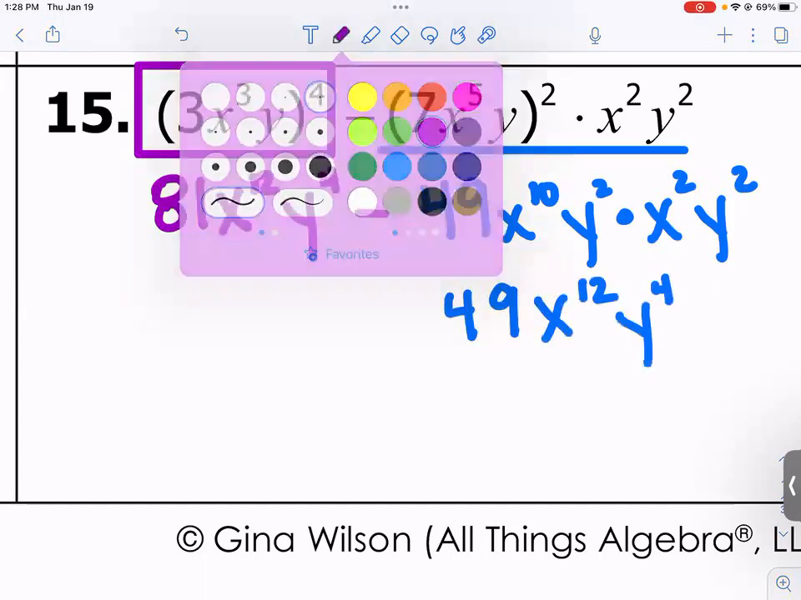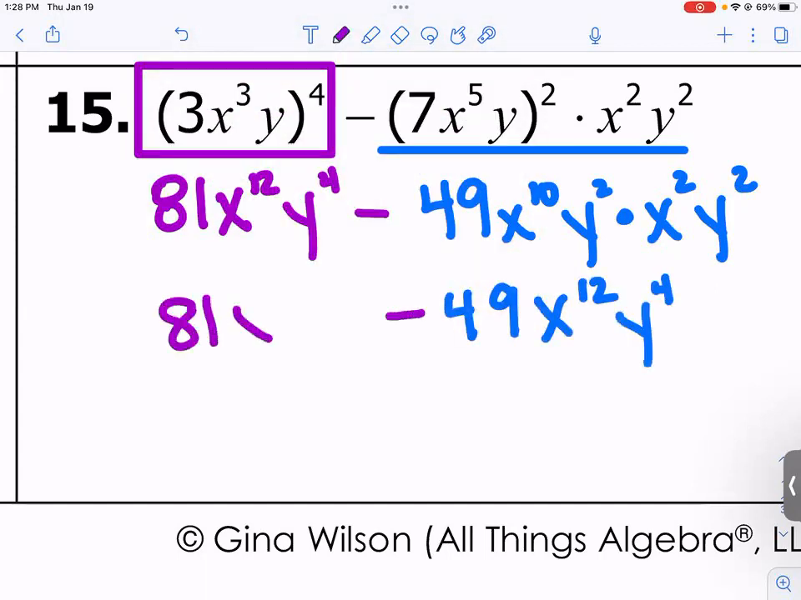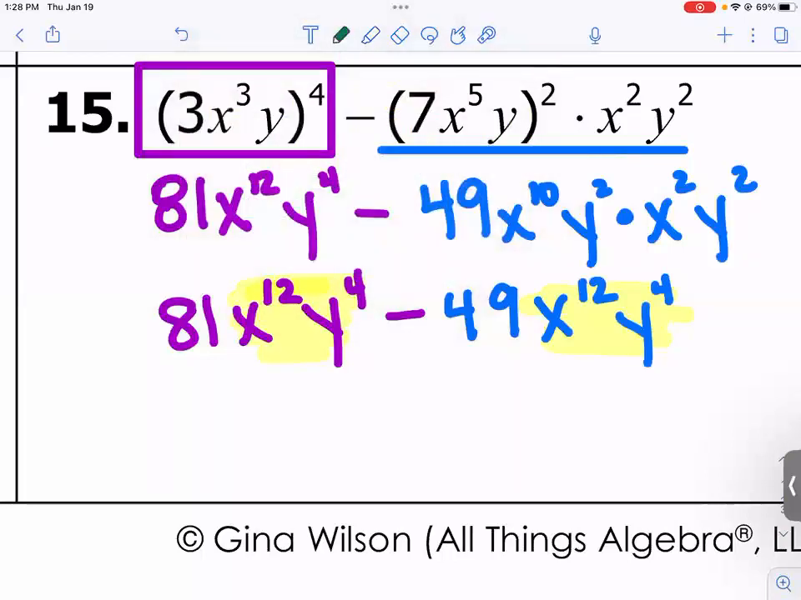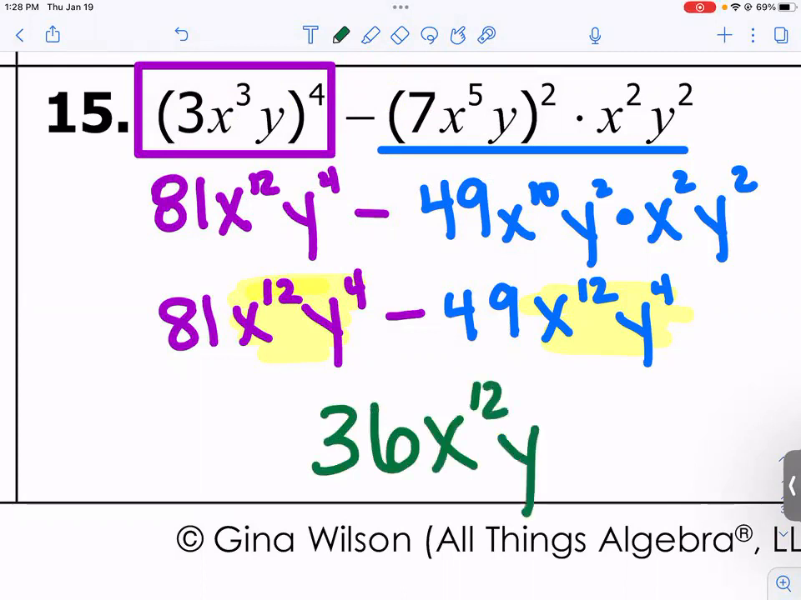I am so excited. You know why? We now have like terms. Crazy how that worked out. What's 81 minus 49? It's 32. Who told me 36?